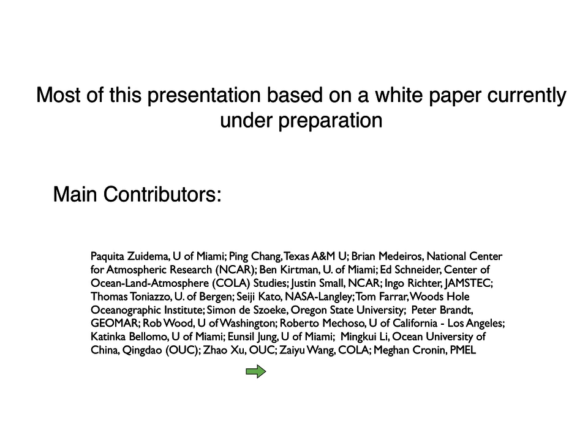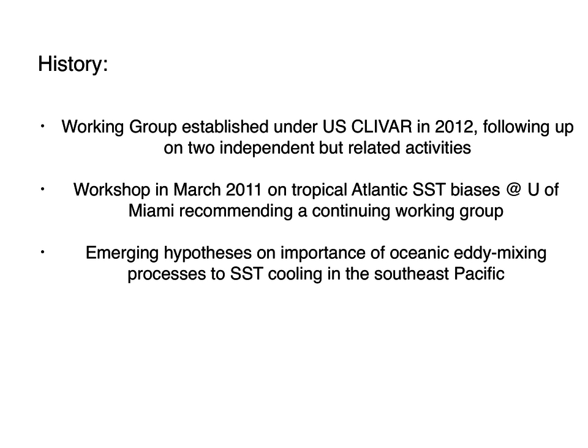So the history of this working group, it was established in 2012, so we're really just finalizing our activities now with this white paper. It came out of a workshop that was held in March 2011 on tropical Atlantic SST biases that recommended a continuing working group. And at the same time, there were hypotheses emerging on the importance of oceanic eddies to the SST cooling in the Southeast Pacific that would benefit from further address.